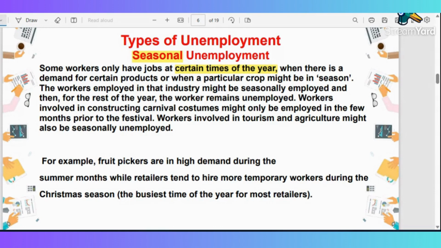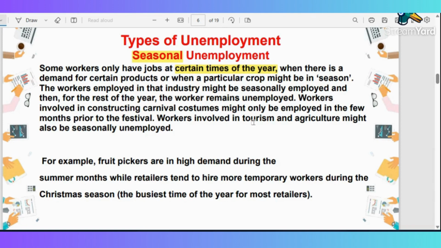and then for the rest of the year, the worker remains unemployed. Workers involved in constructing carnival costumes are a good example. They might only be employed in the few months prior to the festival, right? We only have carnival in the Caribbean at a certain time of year. So the persons who make the costumes are not required for the entire year. They don't have a steady income. Only during the carnival season do they have that job where they earn their income.